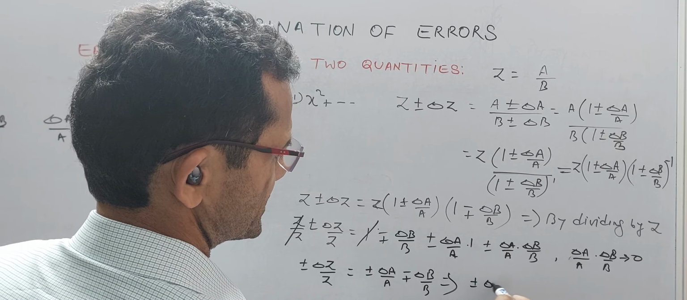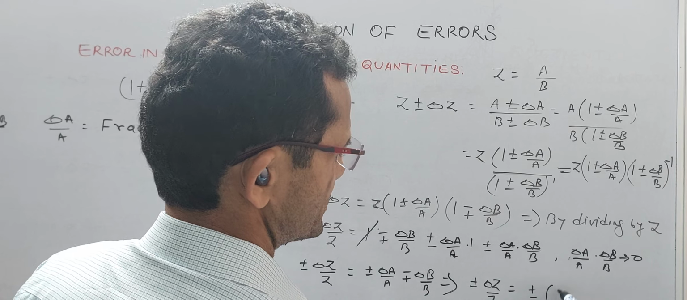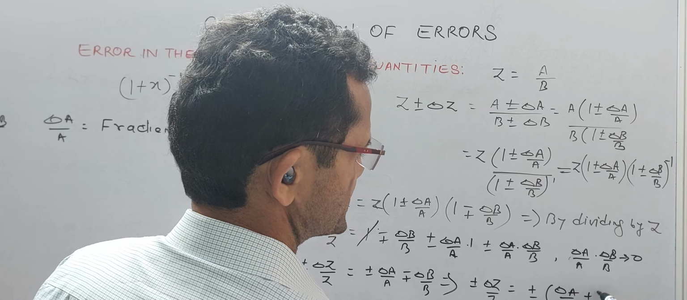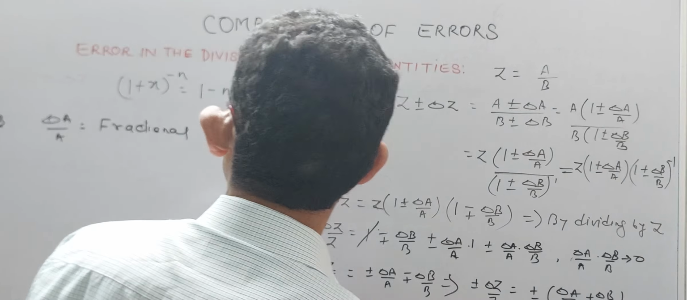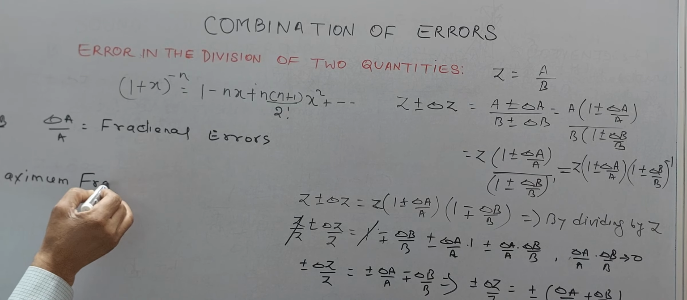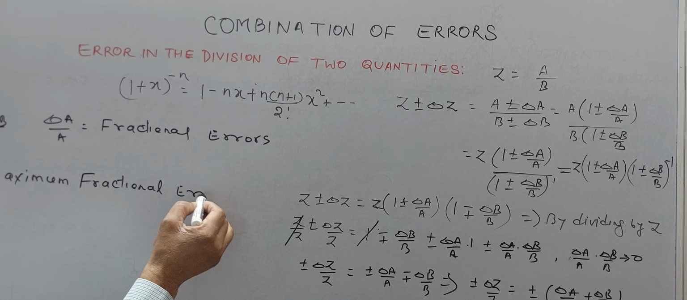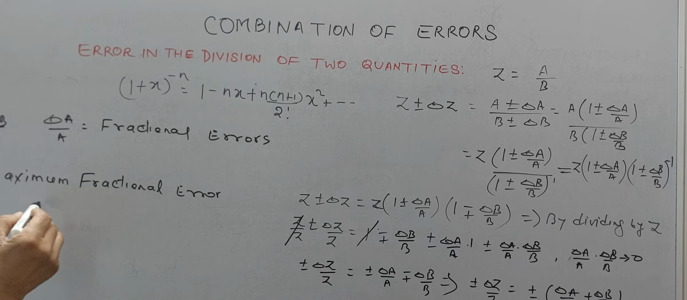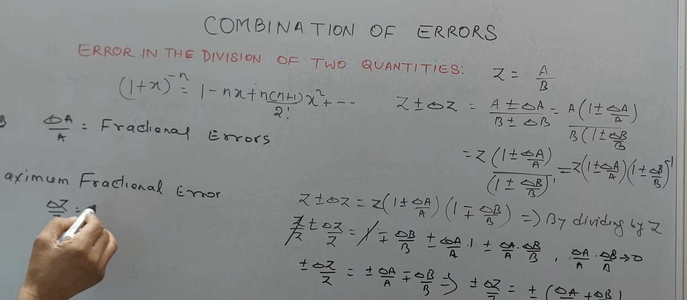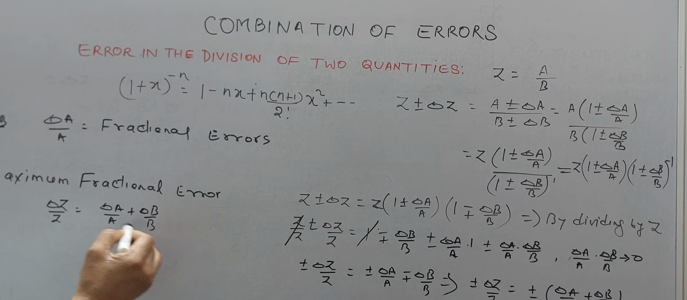So plus minus delta Z upon Z is equal to plus minus, taken out, delta A upon A plus delta B upon B. Therefore our maximum fractional error in this calculation is delta A upon A plus delta B upon B. Now we can write plus minus outside of this one.